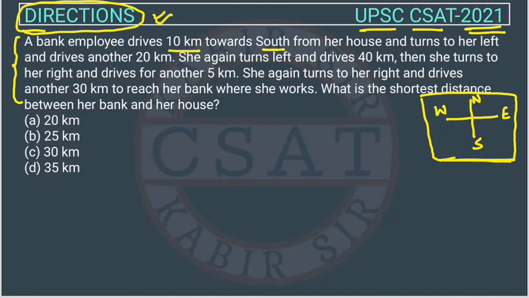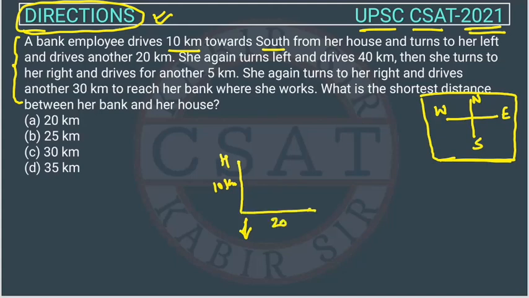So the bank employee drives 10 km towards south. Suppose this is the starting point. So going south, south is downward, 10 km towards south from her house. So this is the house. And she turns to her left. She is facing this side, so now she is taking a left turn. The left turn will be this side, and she drives 20 km.